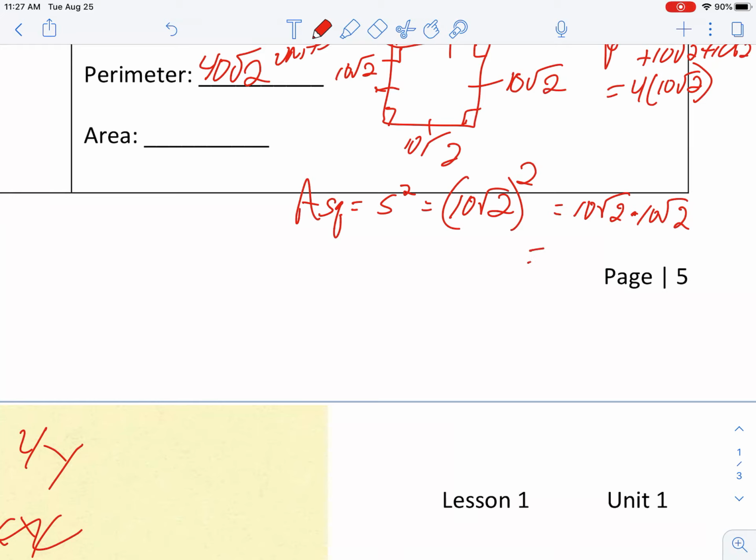So what do we get then? 100 and the square root of 4. 4 is perfect. What's the square root of 4? 2. And what's 100 times 2? 200. So the area of this square is 200 units squared. Okay. All right.